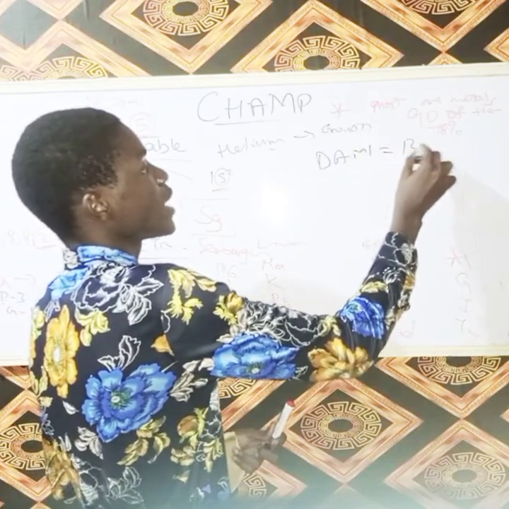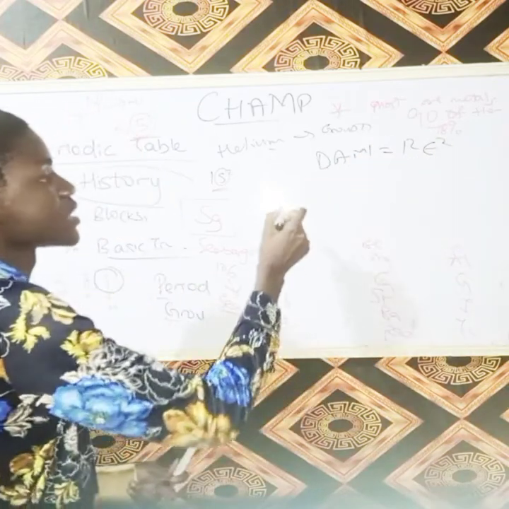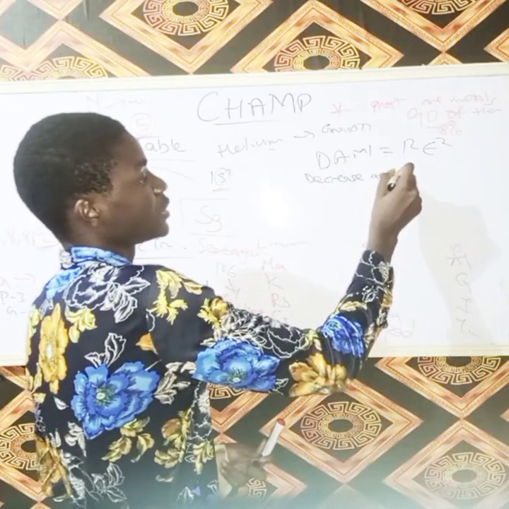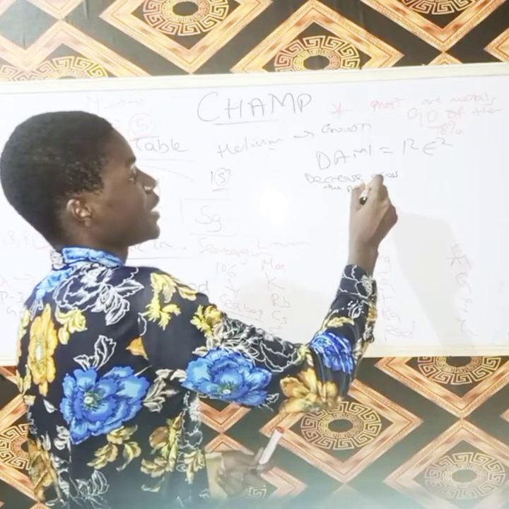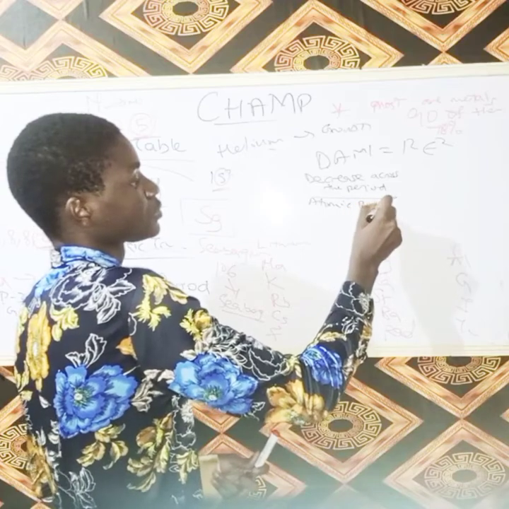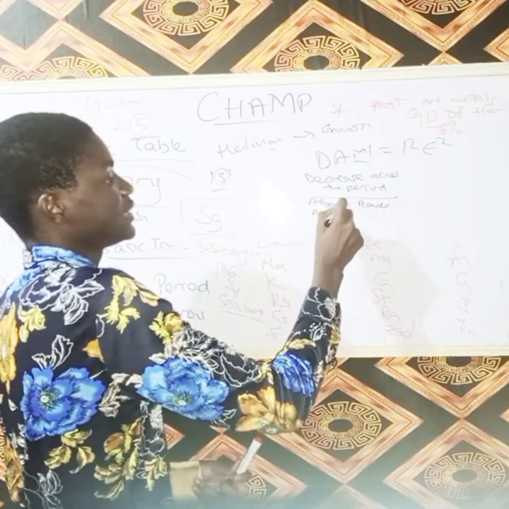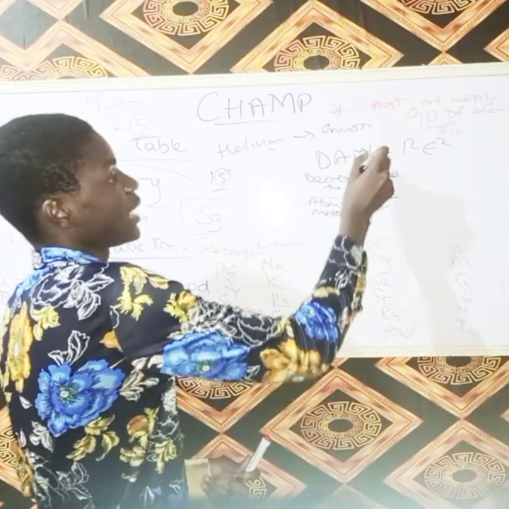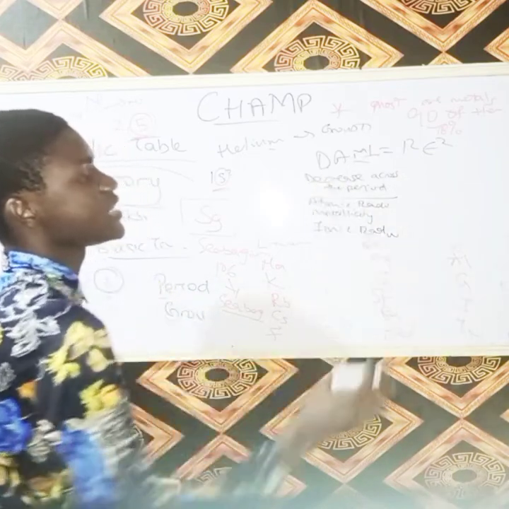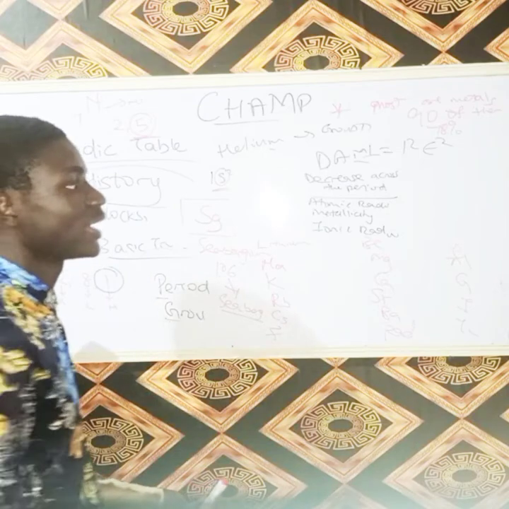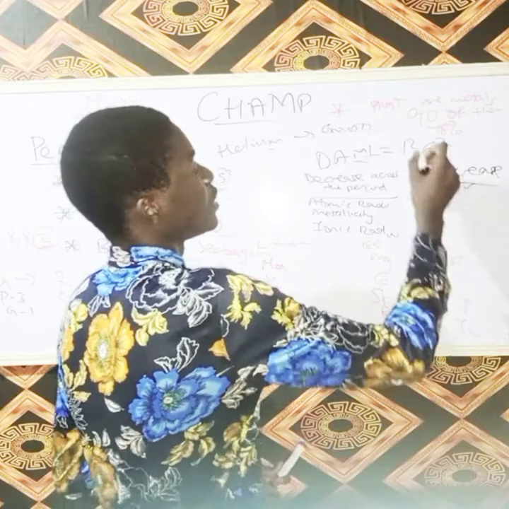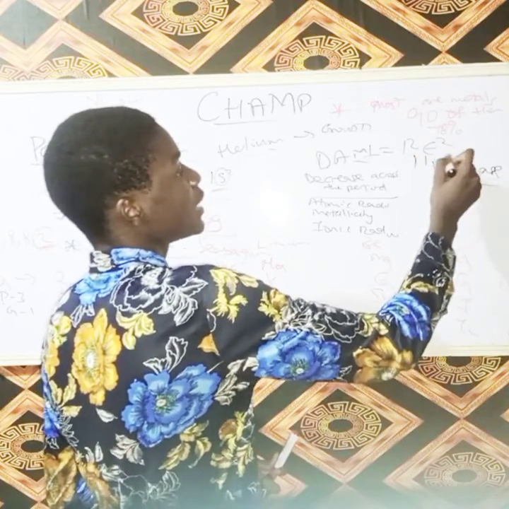That means equals to I square, E square. D is what? Decrease. So decrease across the period. That is the meaning of this. Then A is what? Atomic radius. M is what? Metallicity. And I is what? Ionic radius. So these ones decrease across the period. Then this one is what? Increase across the period. So we have 2I, 2E.